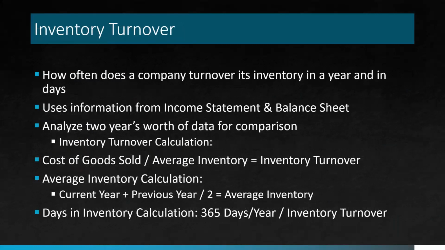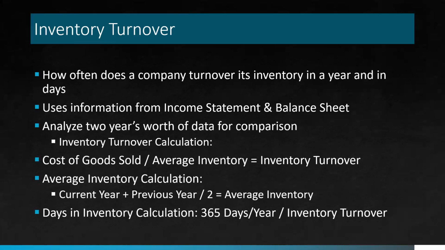So for inventory turnover, you're answering the question, how often does a company turn over its inventory in a year and in days? The information comes from the income statement and the balance sheet. And you analyze 2 years worth of data for comparison. So the calculation is cost of goods sold divided by average inventory, and that would give you your inventory turnover.